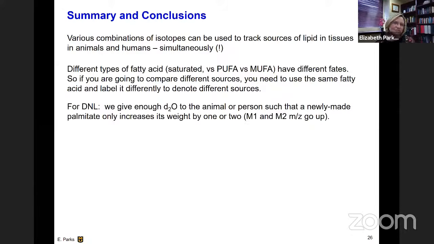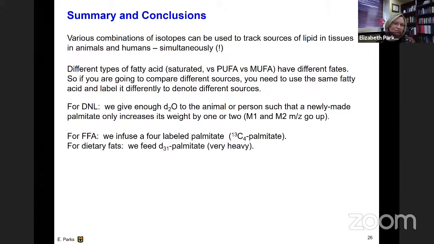Thus, for DNL, we give enough deuterated water to the animal or the person such that a newly made palmitate only increases its weight by 1 or 2 on the mass spectrometer. For free fatty acids, we infuse a 4-labeled palmitate. You could infuse a 16 labeled, 6 labeled, whatever. We just want it heavier, right? And then in the diet, we feed a very heavy palmitate, such that when we take the liver sample from the human, take the triglyceride out and look for our labels, if we see a 31 labeled palmitate, we know that one came from the diet. This one came from the fatty acids.